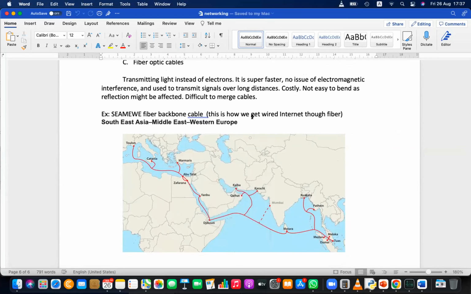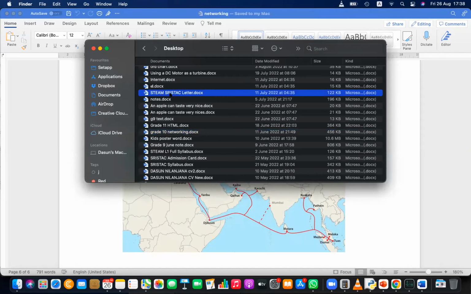Out of these, which is fastest? Fiber optic, twisted pair, coaxial cable, which is the fastest one? Fiber optic is the fastest, right? It has the speed of light, and it has less interference too. Especially electromagnetic interference is not there for fiber optic cables, so that we have discussed.